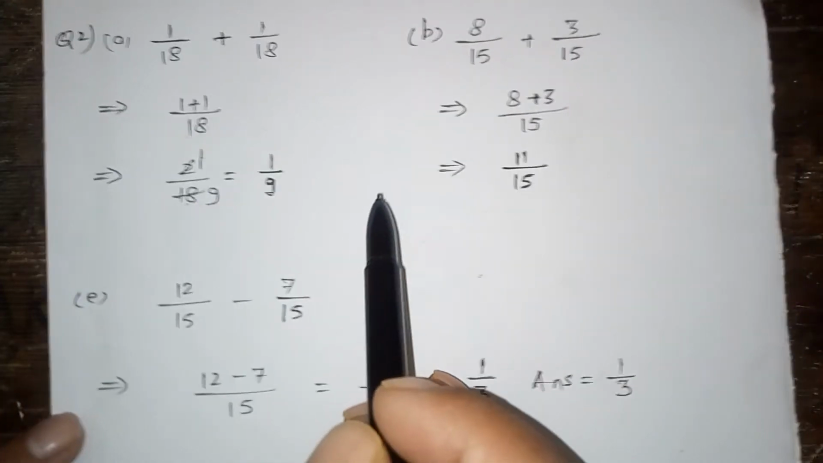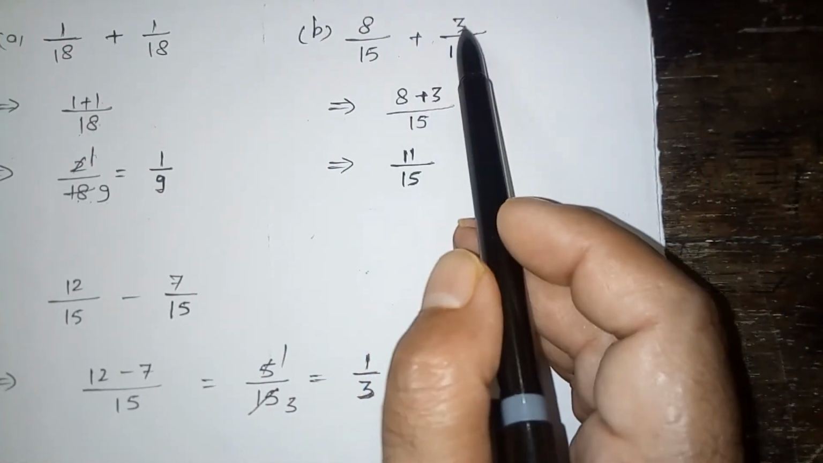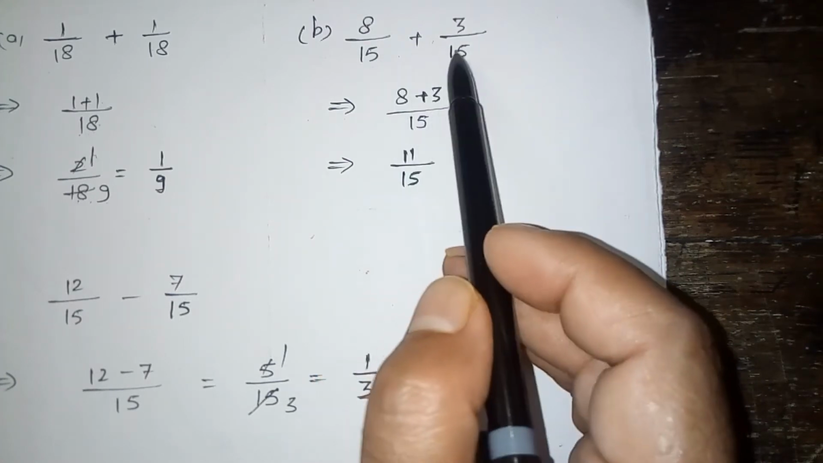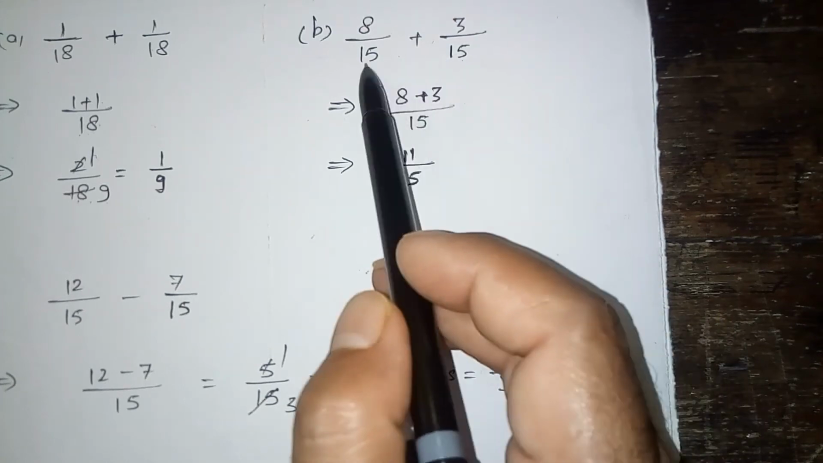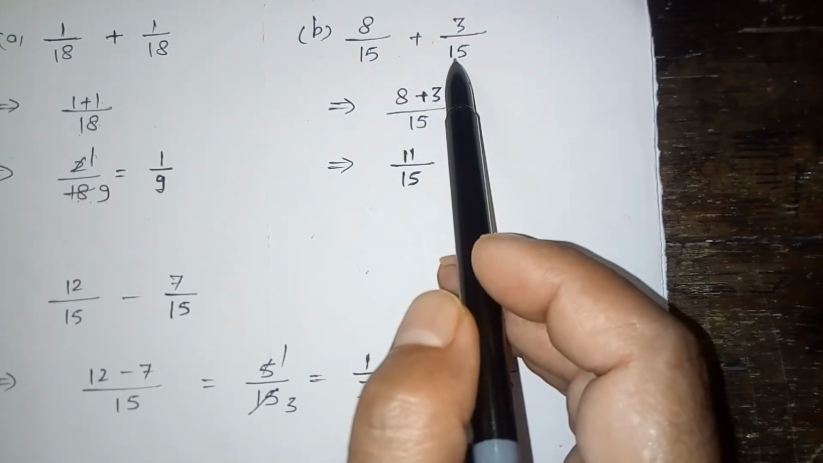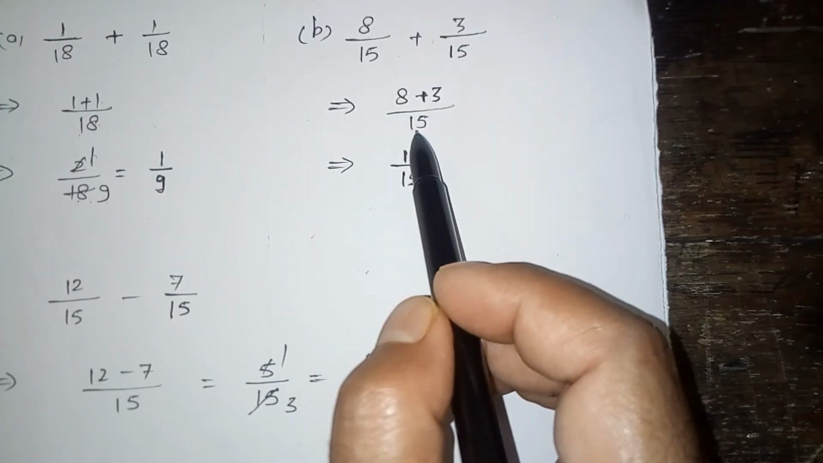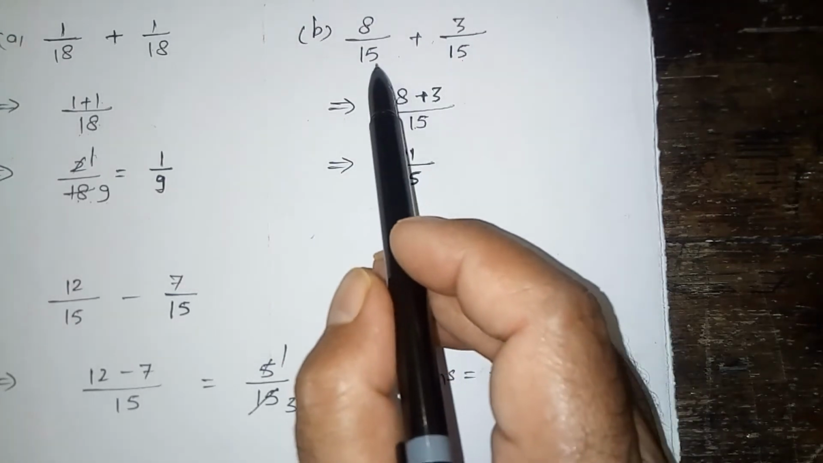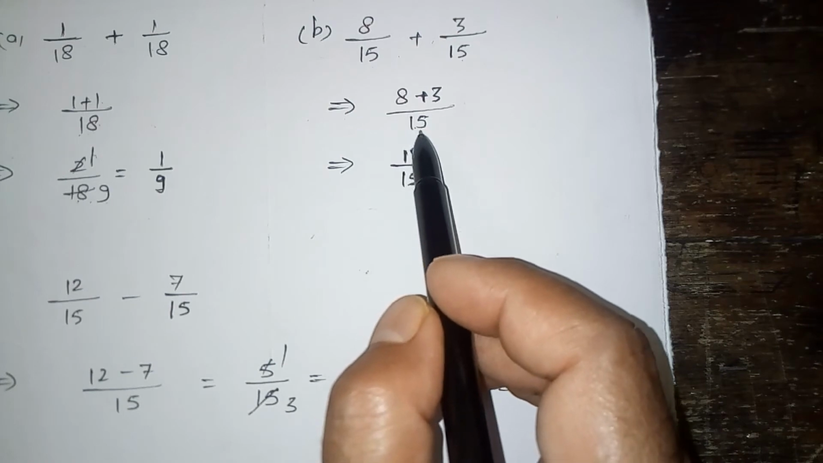Okay. Your next question is 8 upon 15 plus 3 upon 15. You know very well, in these two fractions, denominators are same. So these two fractions are like fractions. So what is your LCM? LCM is the denominator. What is your denominator? Denominator is 15. So LCM will be 15.